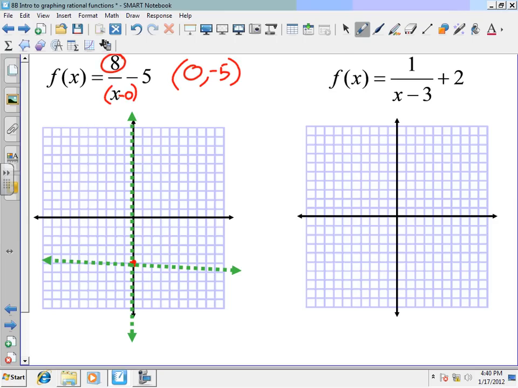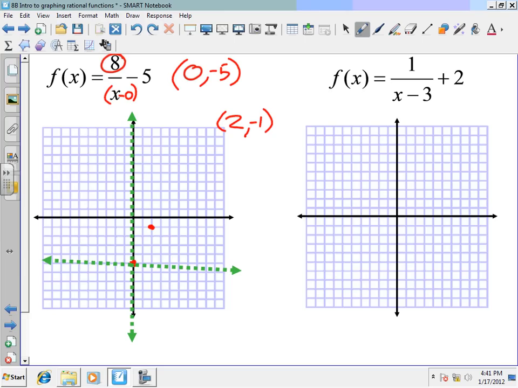So really, to figure out what that is, I'm just going to plug in a random point. So again, let's plug in 2. 8 divided by 2 is 4. 4 minus 5 is negative 1. So we know we're going to have a point here at (2, negative 1). Erase this here, a couple extra dots there. So if I plug in 2, 8 divided by 2 is 4. 4 minus 5 is negative 1. So I'm going to go over 2, negative 1. So there's 1 dot on the curve.